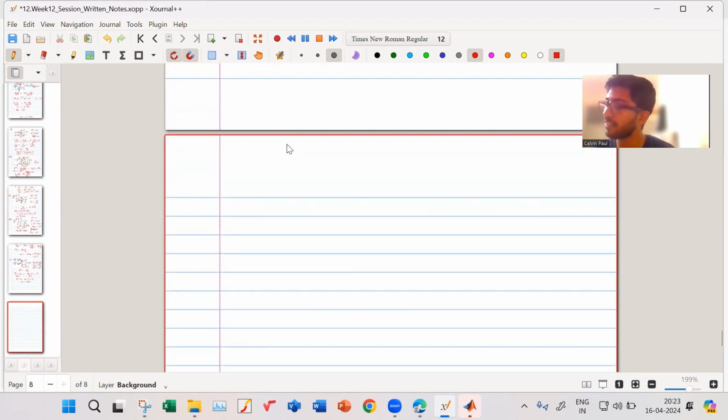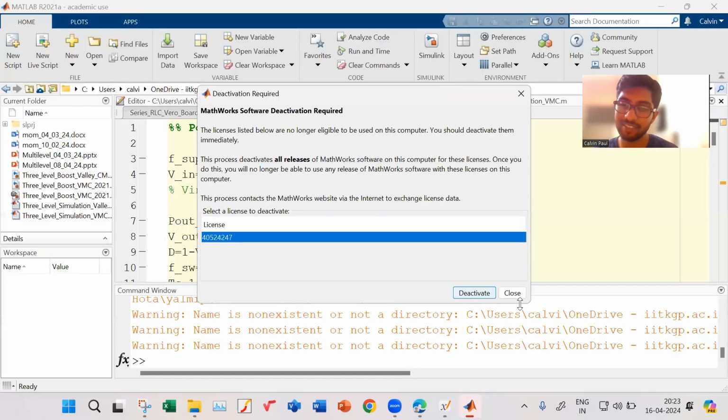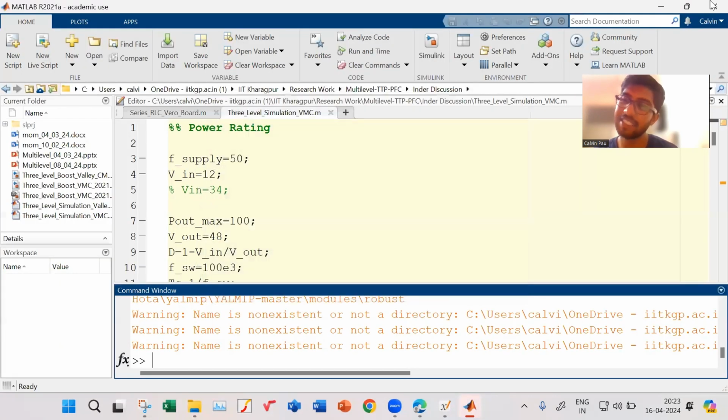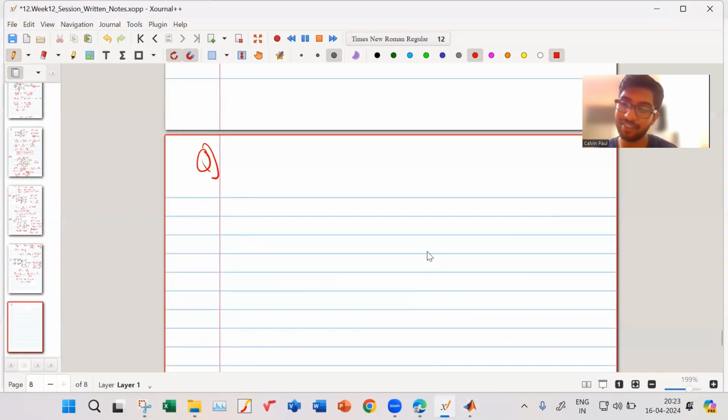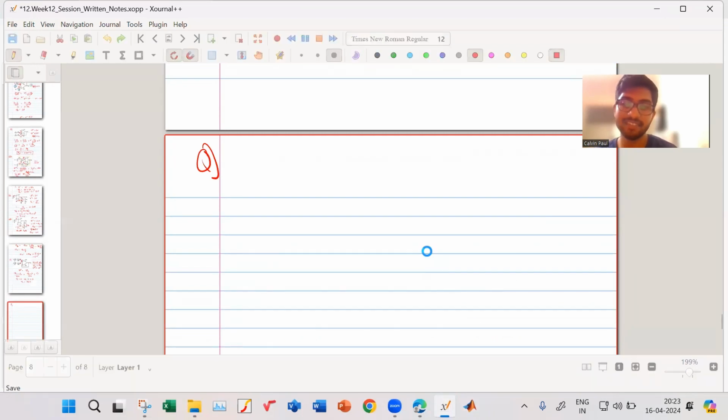Okay, this is off topic, but what is the range of probability? 0 to 1. So if a student comes and tells you that I'm getting answer 1.1, you know for sure that the student has made a mistake.